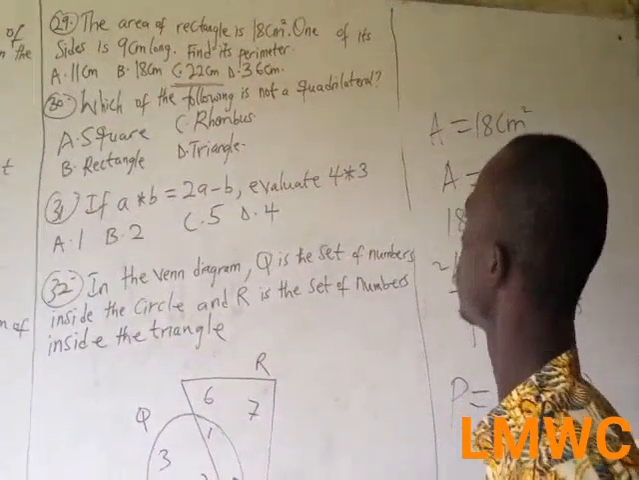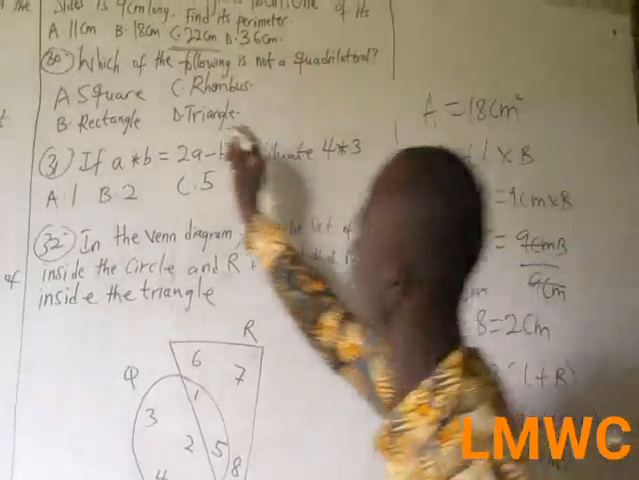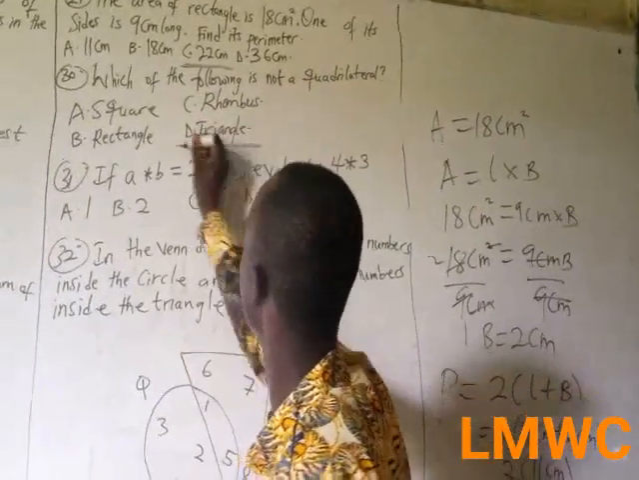Which of the following is not a quadrilateral? So square, rectangle, rhombus, triangle. The triangle has 3 sides, so it's D.